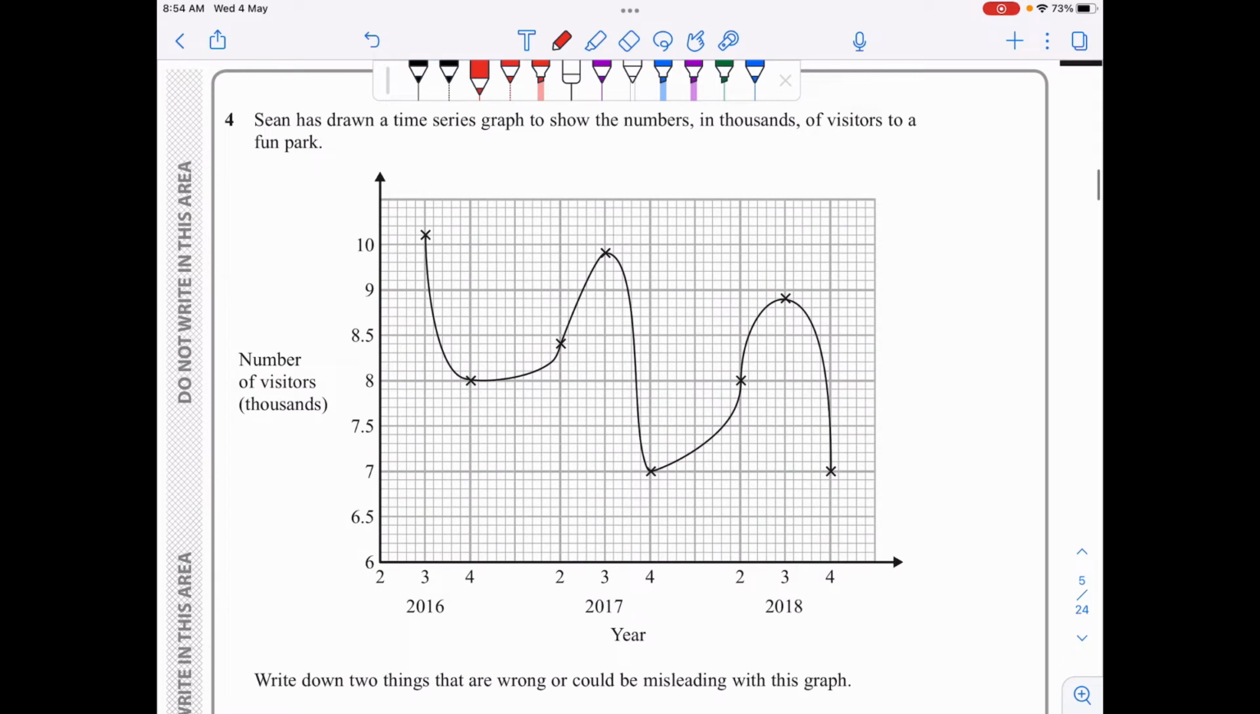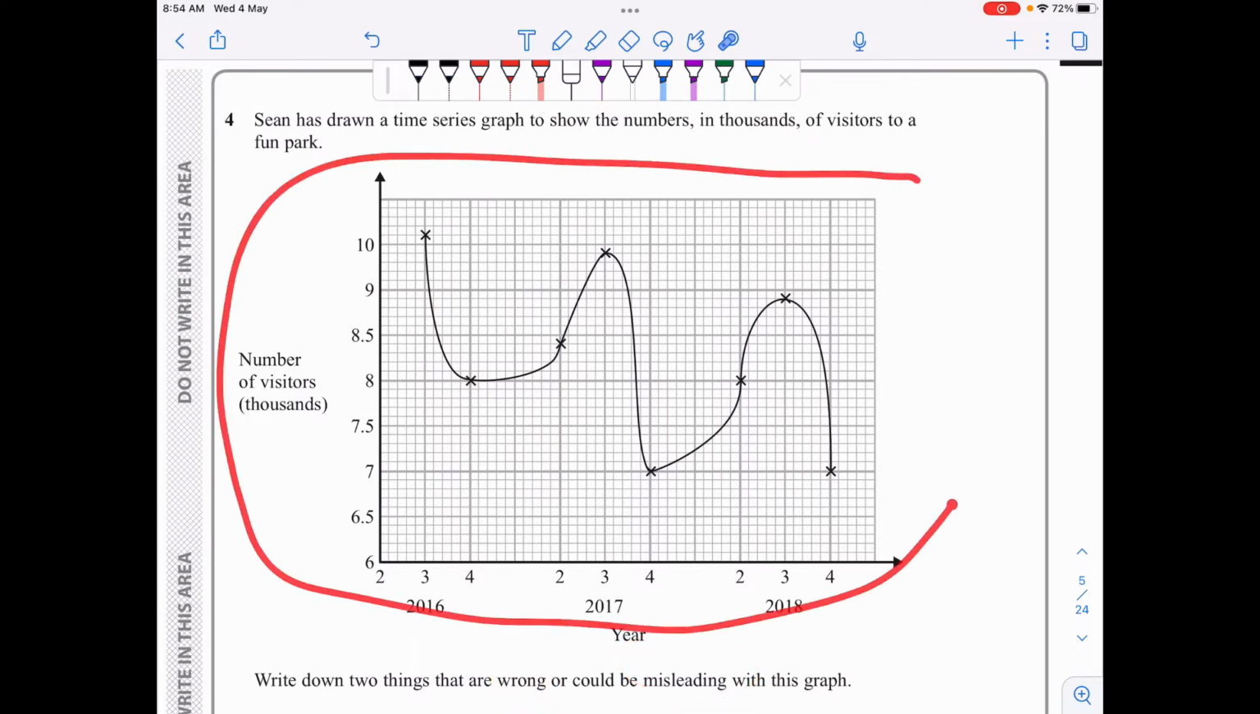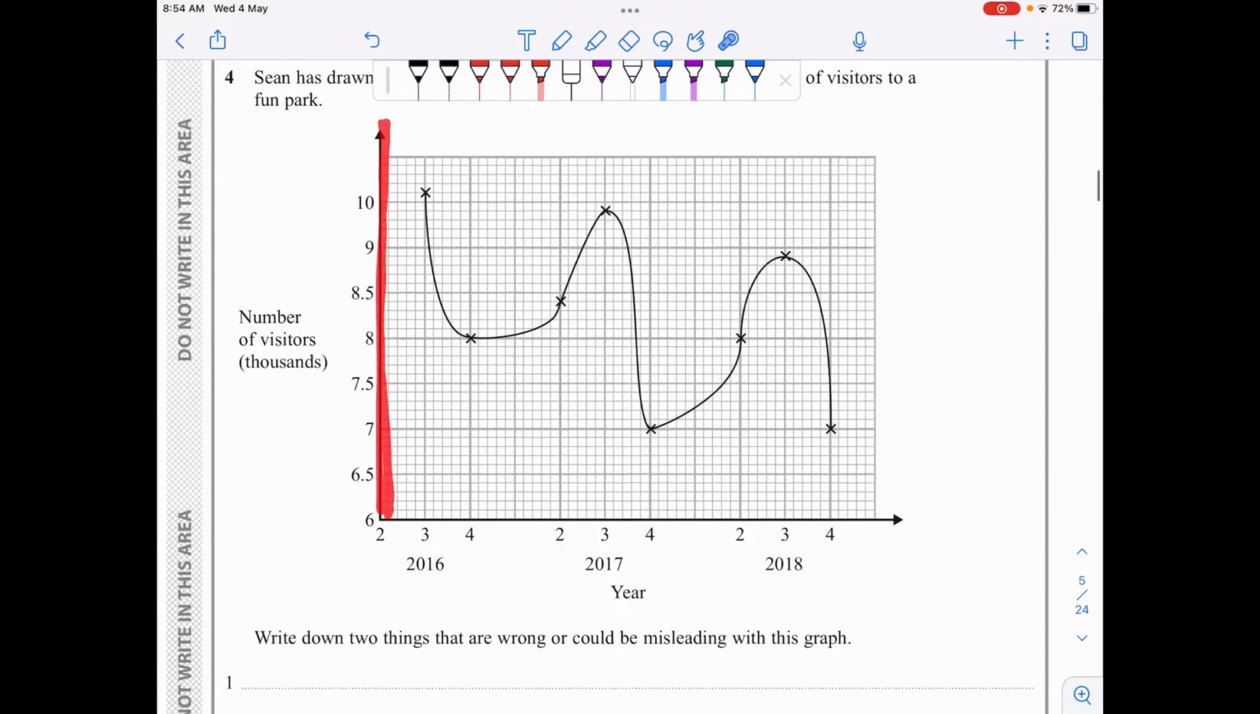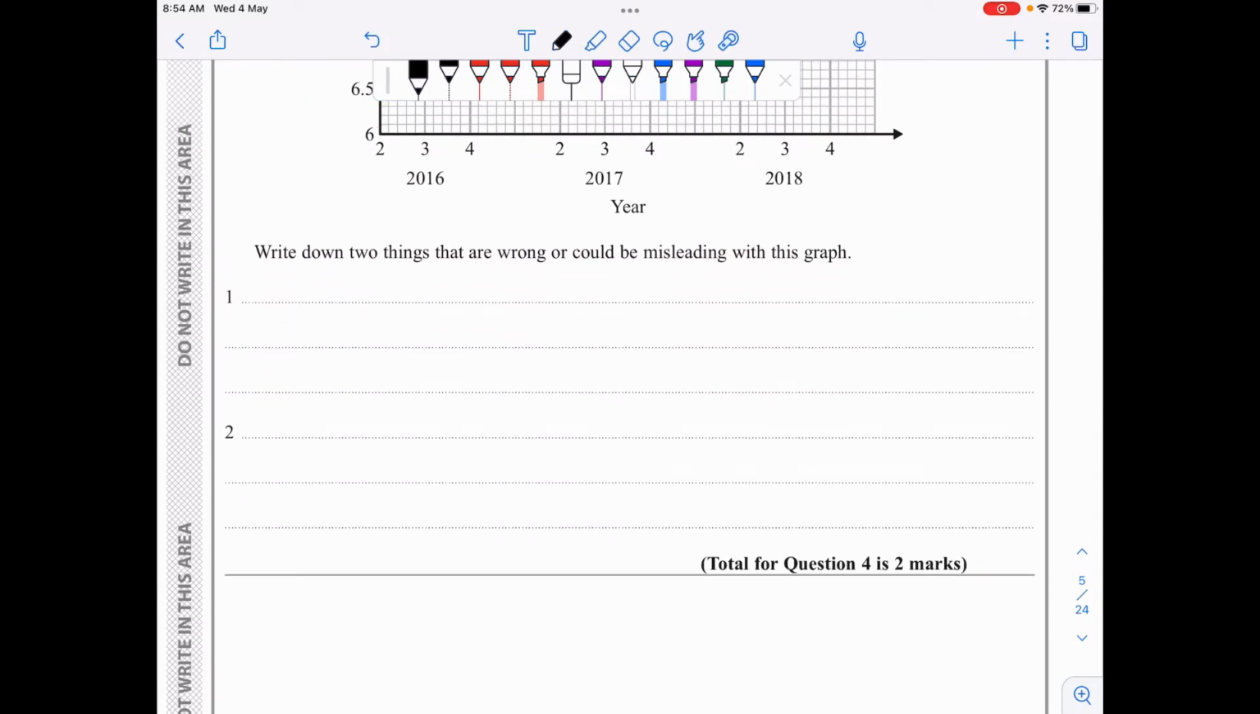In question 4, someone drew a time series graph, and it's the number of visitors in thousands against the year, and we need to write down 2 things that are wrong or could be misleading. So there are things that are wrong here, and there are things that are misleading. So if we just look at the graph here, the first thing that I see that the y-axis, the vertical axis, does not start from 0. So that's something that could certainly be misleading. So vertical axis does not start at 0.